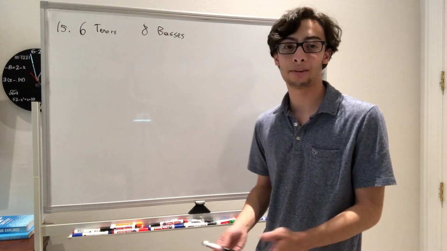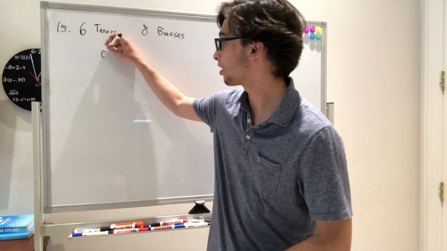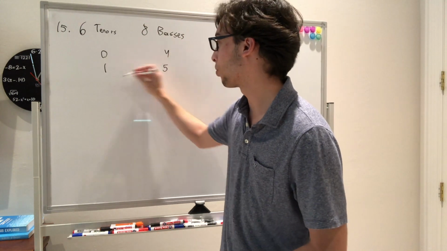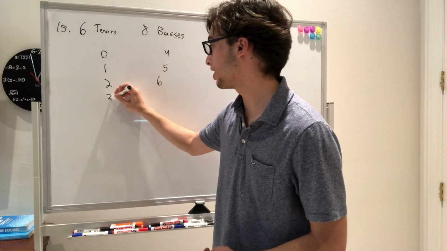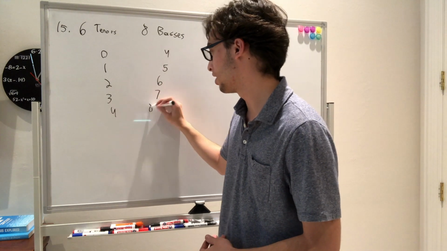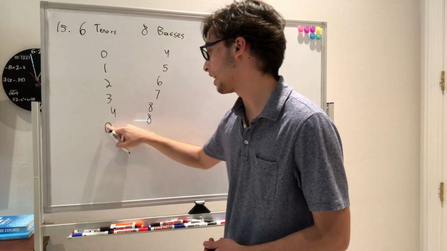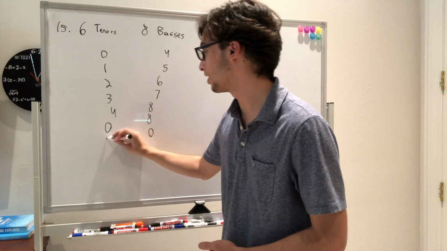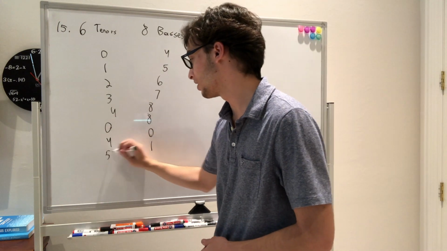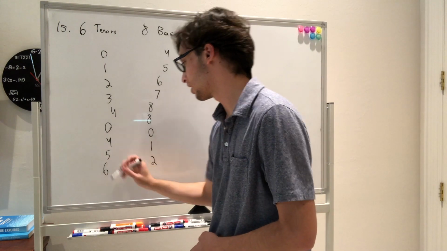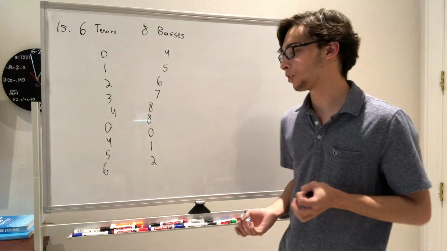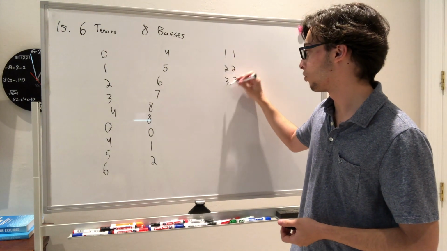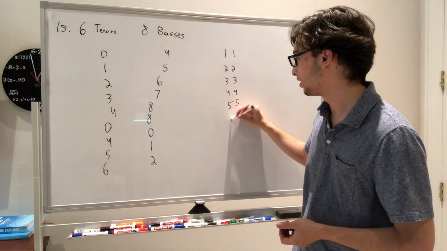Now, first, let's just write out how this can happen. Well, you can have 0 tenors and 4 bases, or you can have 1 and 5, or 2 and 6, or 3 and 7, or 4 and 8, or you can have 0 and 8. And now, what about the other way? So you can have 0 of these and 4 of these, 1 of these and 5 of these, 2 of these and 6 of these. And then also, you can have the same amount for all of them. So we can have a 1, 1, or 2, 2, or 3, 3, 4, 4, 5, 5, 6, 6.